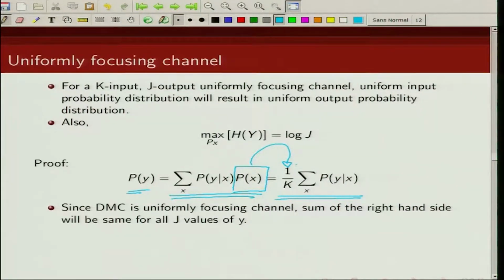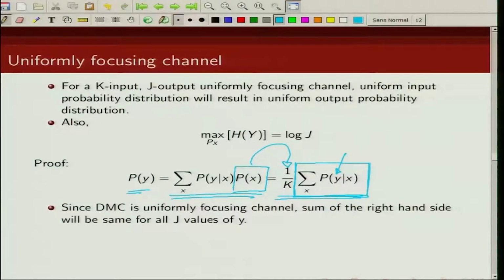Now what is this term? These are the transitions terminating at output y coming from all possible inputs. Now for a uniformly focusing channel, this term is the same no matter what the value of y is.